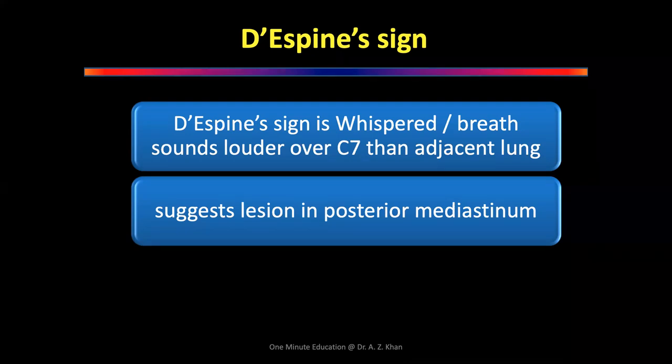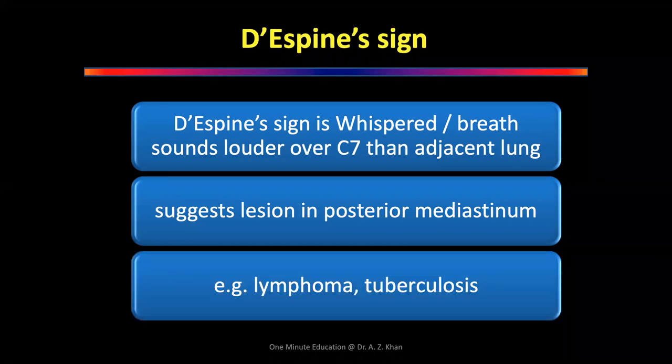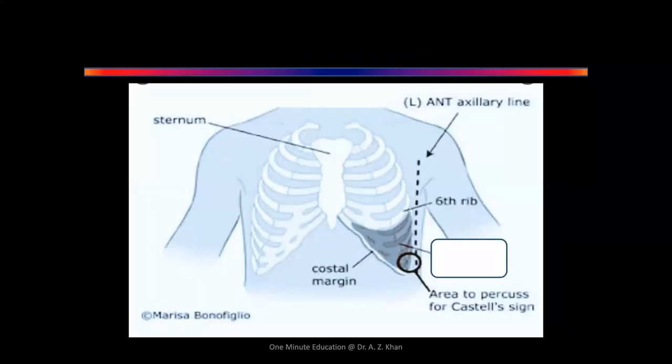Okay, so in the triangle of the neck, when you auscultate over the posterior triangle of the neck, you will get increased breath sounds. This is because the mass in the posterior mediastinum conducts the sound to C7. So in lymphoma and in tuberculosis, the DS spine sign will come positive. Also in a schwannoma, also in a neurofibroma, the DS spine sign will come positive at C7. Okay? All right.